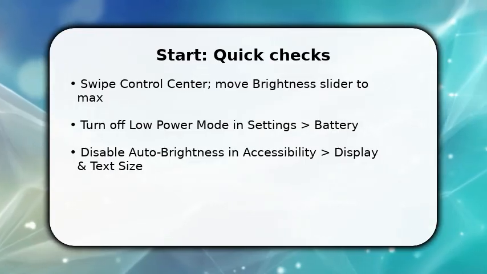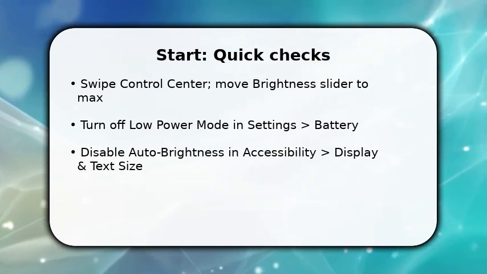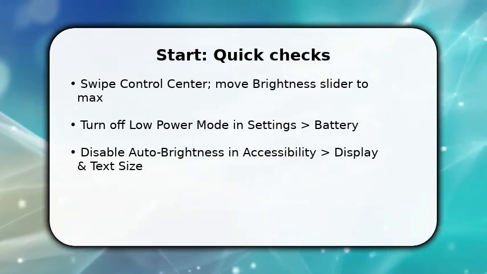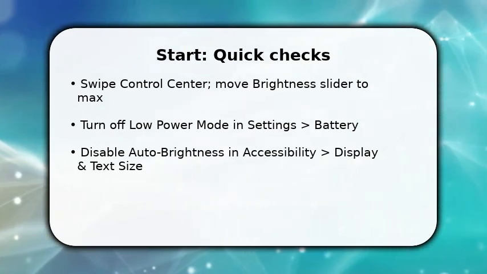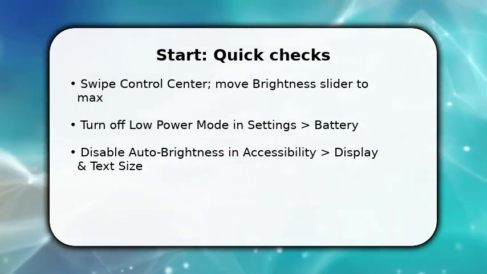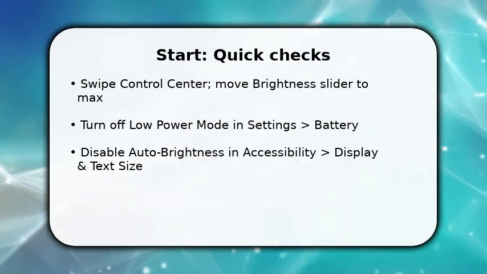You're starting with the essential checks so you get immediate results. First, swipe down and push the brightness slider up. This directly controls the backlight. Once done, make sure low power mode is off because it forces a dimmer screen to save battery.